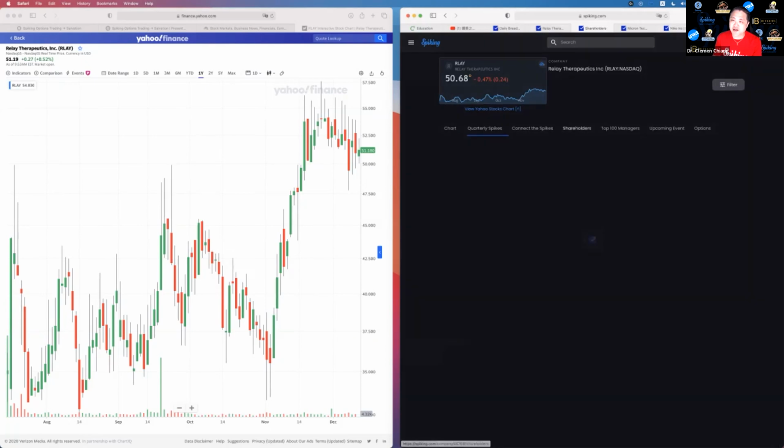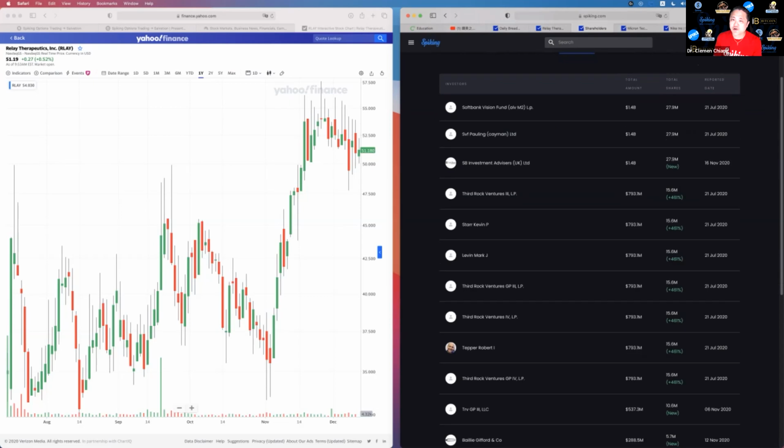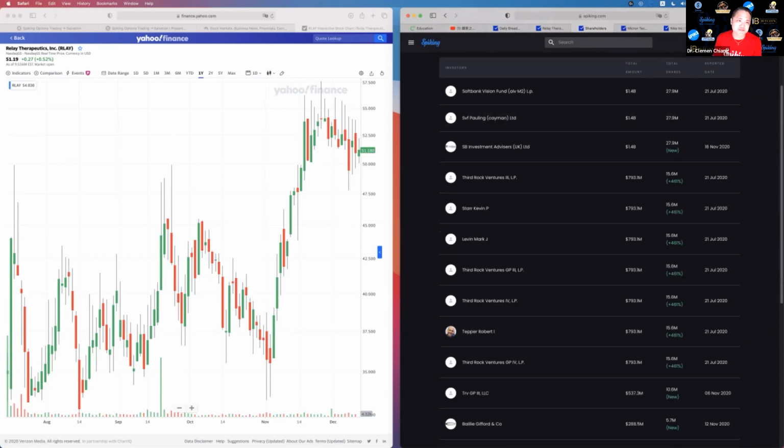Then I check on the shareholders. Where do they stand? Oh, SoftBank is taking the lead, Masayoshi-san. They are an investor of Grab, which is a Singapore proud story. Grab is the wannabe of Uber, but it has transformed itself. Right now, they cover everything under the sun. Congratulations. And right over here, you start to go down: Third Rock, Kevin Starr, Mark Levin, Robert Tepper. So these are the guys, just to have a basic understanding. It doesn't mean you have to go and play them.